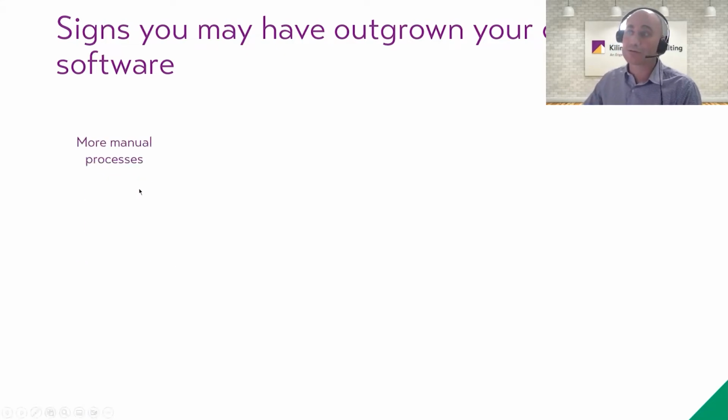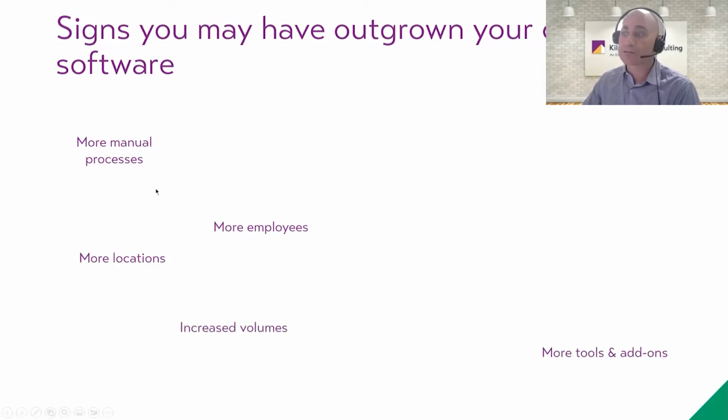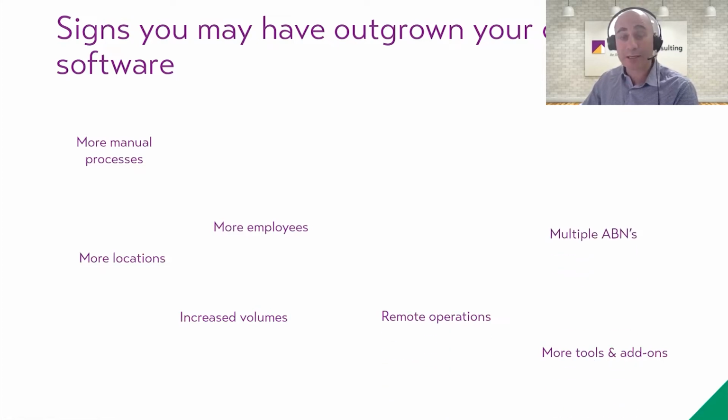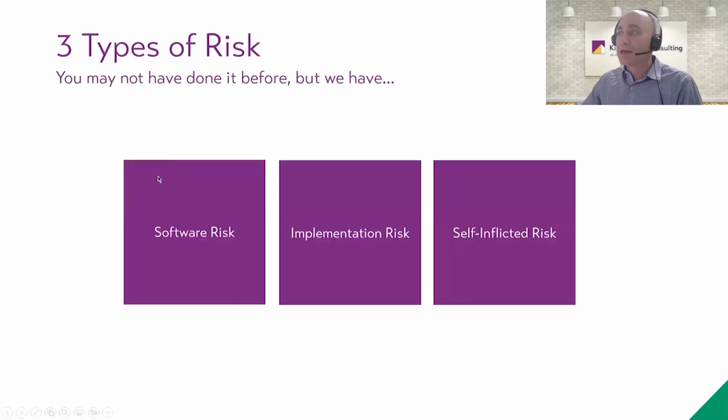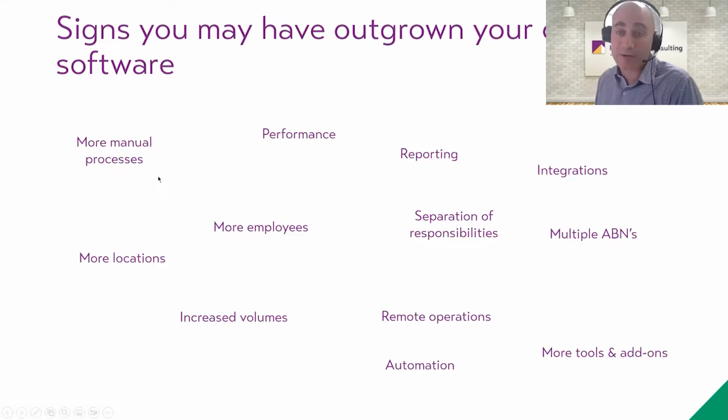You know, it might be that you're struggling with more manual processes. You've got a lot more employees you're dealing with. There's many more locations you need to look after. You're finding you need tools and add-ons. You're dealing with increased volumes. There's remote operations, multiple ABNs that payroll might work across now. There's integrations, there's performance issues you're experiencing. Separation of responsibilities has become a key feature for you. Reporting always key, and automation. So those are just some indicators that we come across when companies do start to look for something bigger and better.